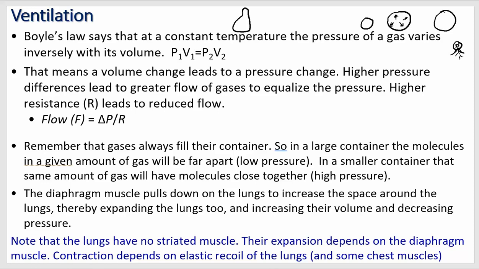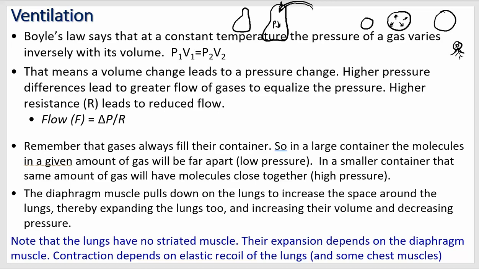So if the lung gets larger, this is dramatic, then its pressure is going to go down, which means that air is going to go in. As long as there's a place for air to go in, air will go in. So if we increase the size of our lungs, we've increased the volume, we've decreased the pressure inside the lungs, and air will passively move in. Okay. All right, and then we do the opposite.